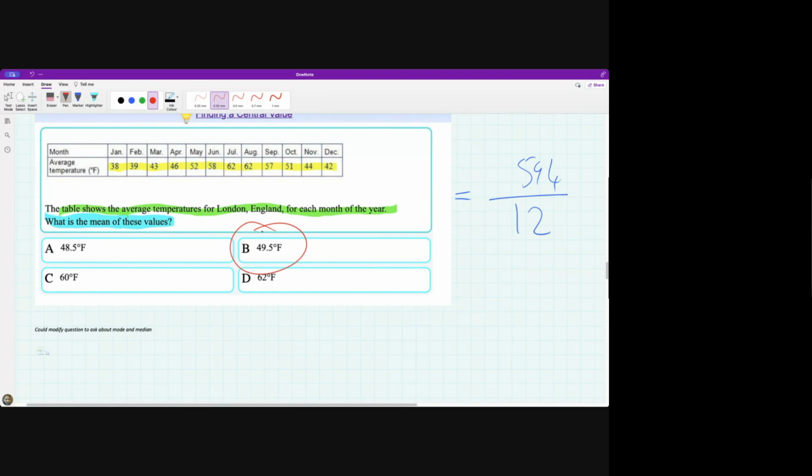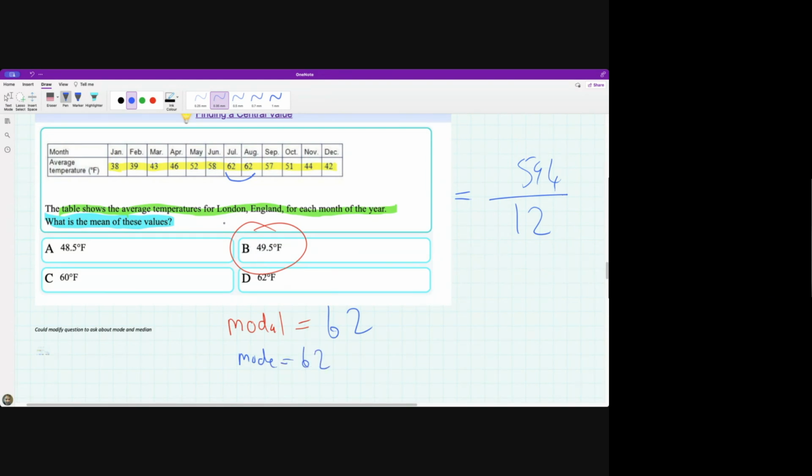For bonus points, what is the modal temperature? Doesn't really make much sense to ask this, but I'm going to do it anyway. What is the modal temperature for this data set? Well, the only one that occurs twice is July and August, and so that would be the modal month, or the mode is 62.